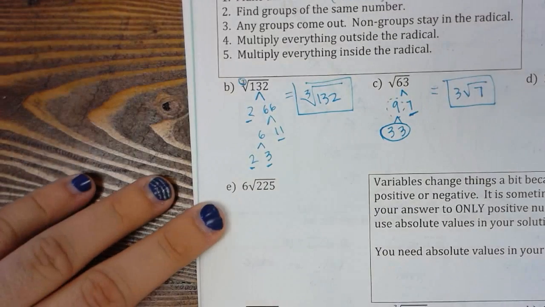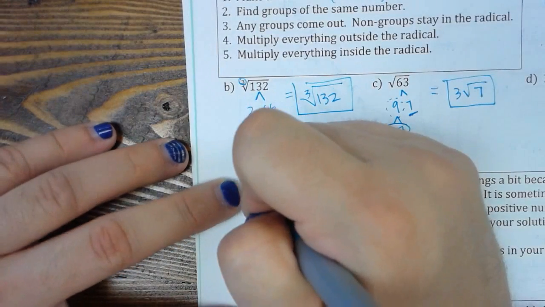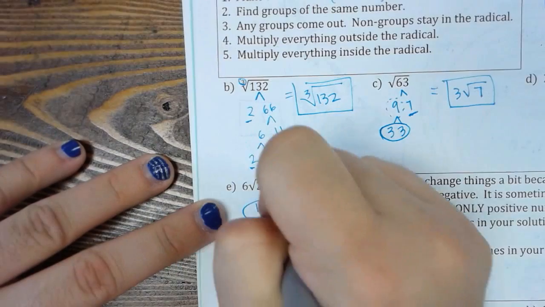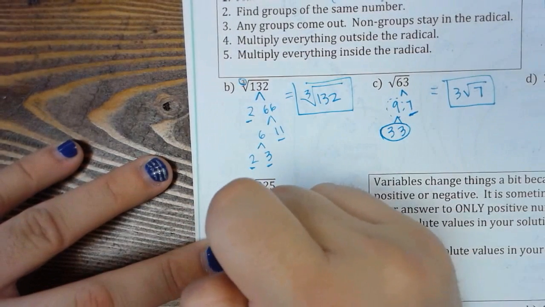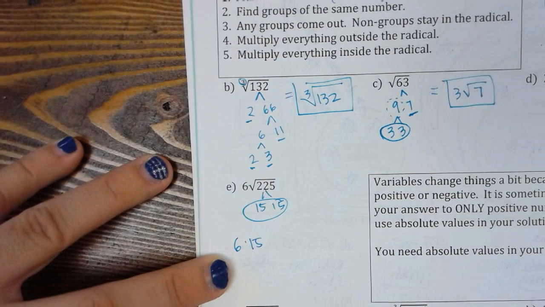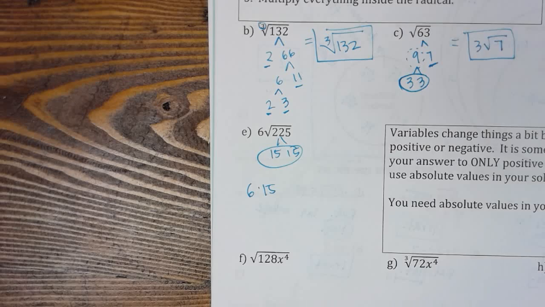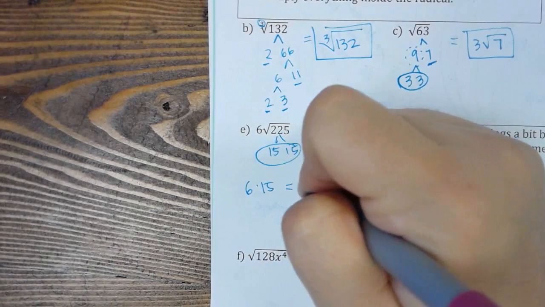Okay, next one. The square root of 225, we did this one on the back page, right? The square root of 225 is 15 times 15, so that's a group. The 6 is already there. The 15 comes out and joins it. Now everything came out, right? When everything comes out, that means the radical goes away. So my final answer is 6 times 15, which is 90.